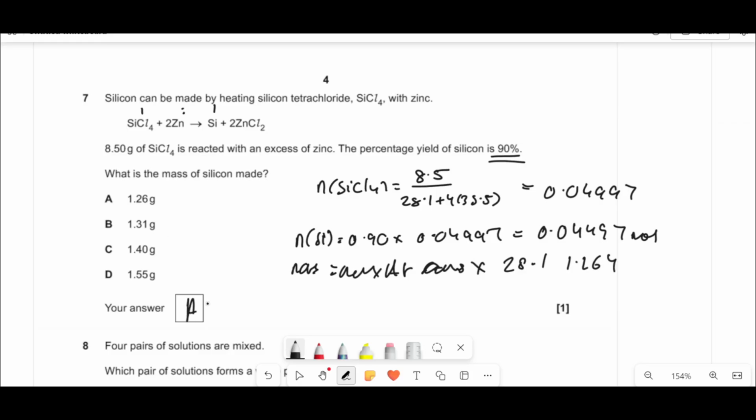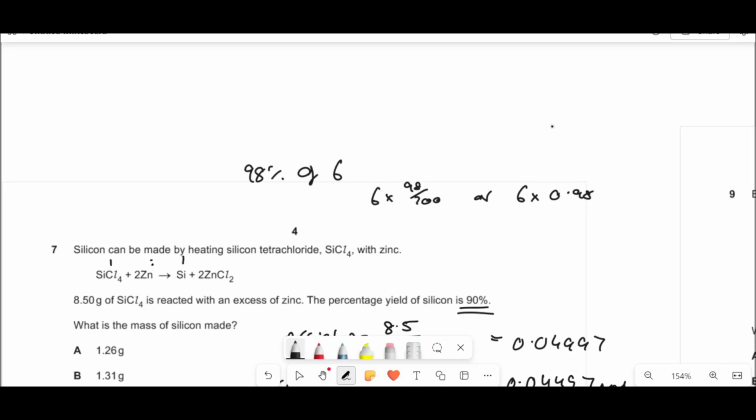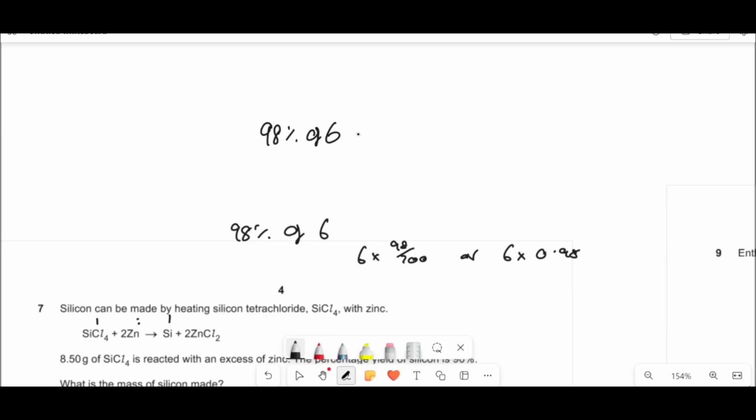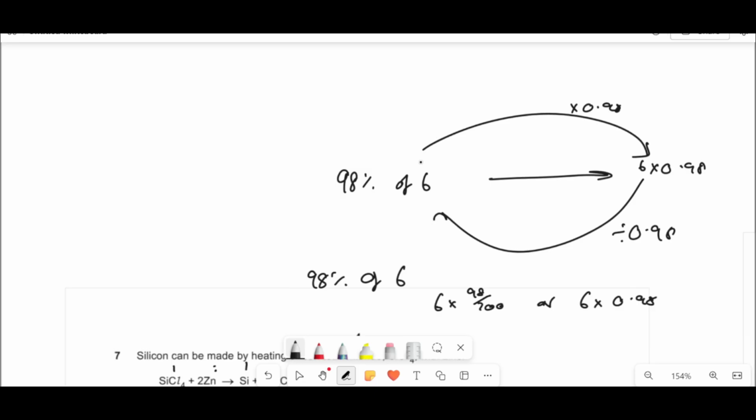When you want to work out the percentage of something, all you do is you times it by a decimal, right? So here's a little quick shortcut. For example, if I want 98% of 6, you would do 6 times 98 over 100. Or you could just do 6 times 0.98, right? But to go backwards, if you're going this way, you times it by 0.98. To go the other way, you'd undo this by dividing by 0.98. So to undo a percentage, to get back to 100%, you can just divide by the percentage.